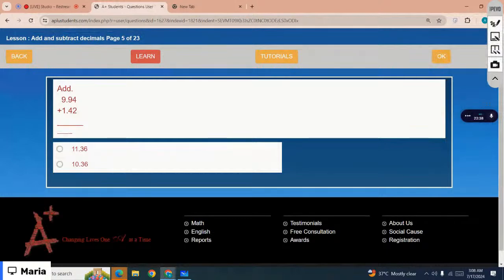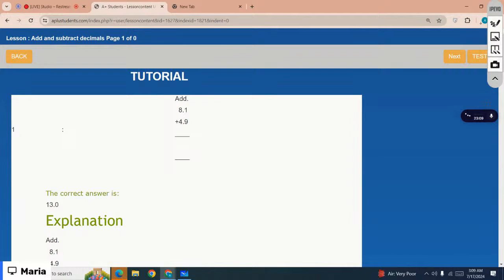And 9.94 plus 1.42, which is the correct option? Yes, that is option number 1. 11.36 is the correct option.